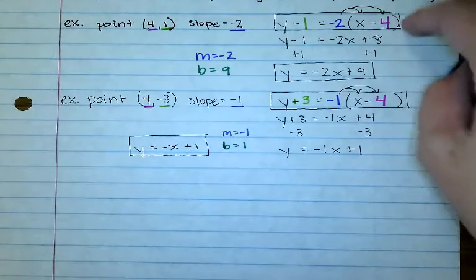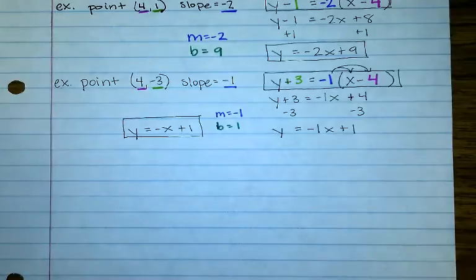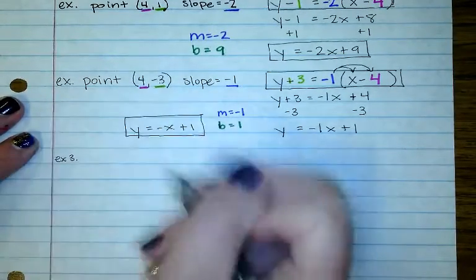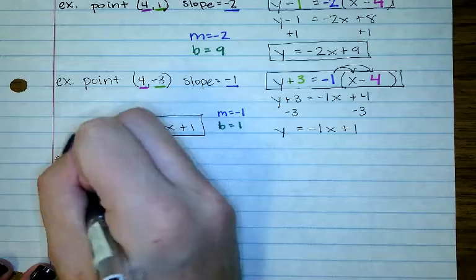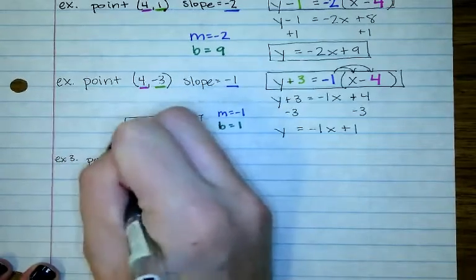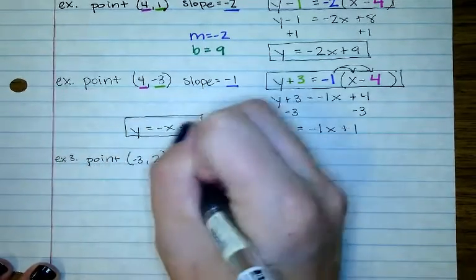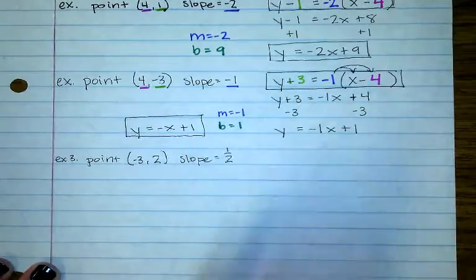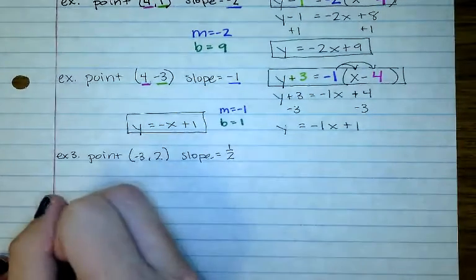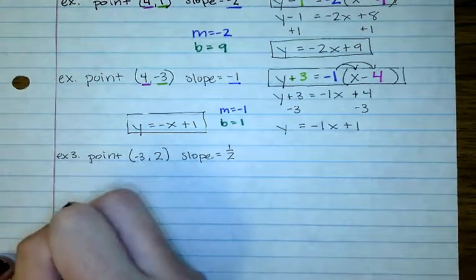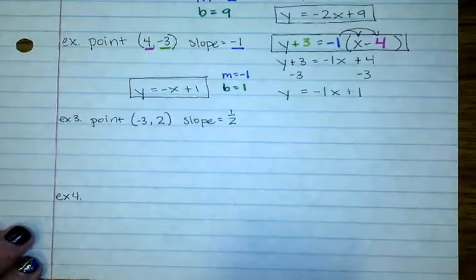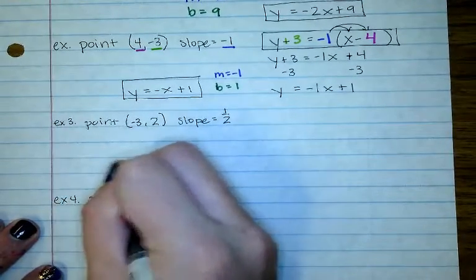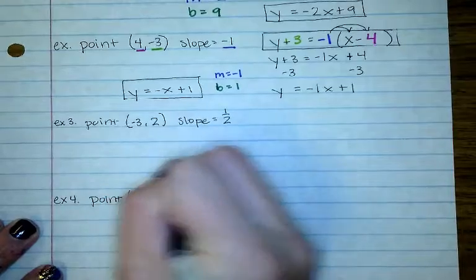So I'm going to give you guys a couple more examples right here, okay? So this is going to be example 3. Your point is going to be negative 3, 2. And your slope is going to be positive 1/2. Okay? And then I'll do an example 4 down here. Your point for example 4 is going to be 5, negative 9. And your slope for example 4 is going to be negative 2/5.